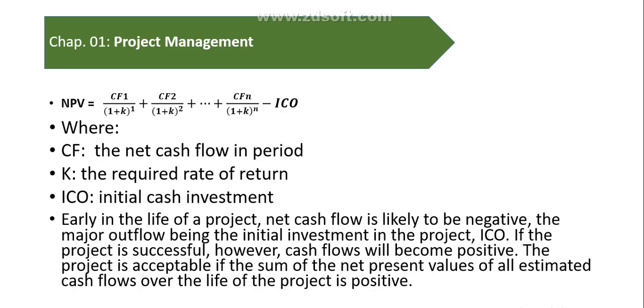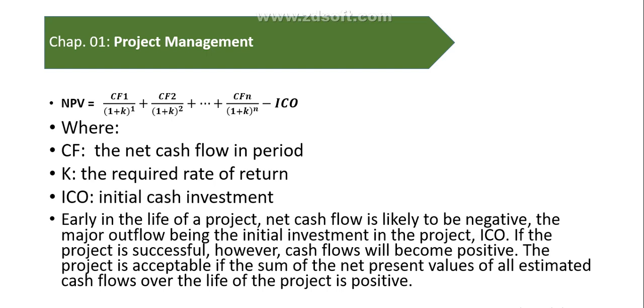Formula for net present value: in the numerator we have CF1, meaning the net cash flow in period 1, period 2, and CFn, and so on. In the denominator we have 1 plus K, meaning the required rate of return. In the last we have ICO, the initial cash investment. In the numerator we have cash flow, in the denominator we have 1 plus the required rate of return, and ICO means initial cash outlay.